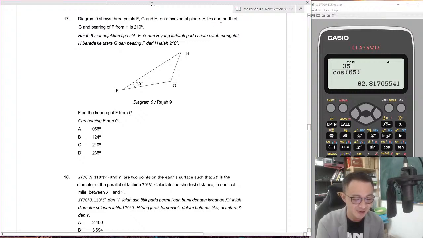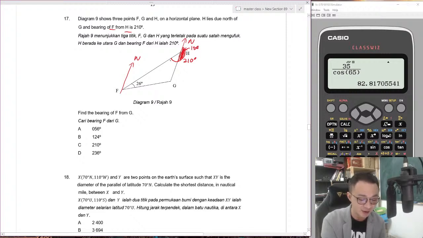H lies due north of G, so we know north is basically this direction. This is north. I will draw a north myself here. So the bearing of F from H is 210. That means from the north of H, I need to rotate until I touch the line HF. So from north here, rotate until here. So this is 210. Since this is due north, then I know here will be 180 degrees. So here will be 30 degrees. Then you should be able to know that here will be 30 degrees as well, because of the alternate angle.